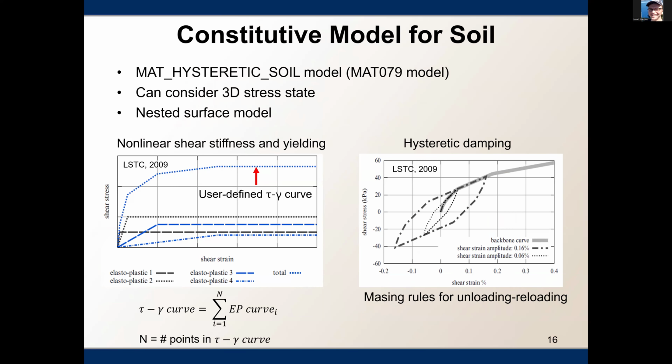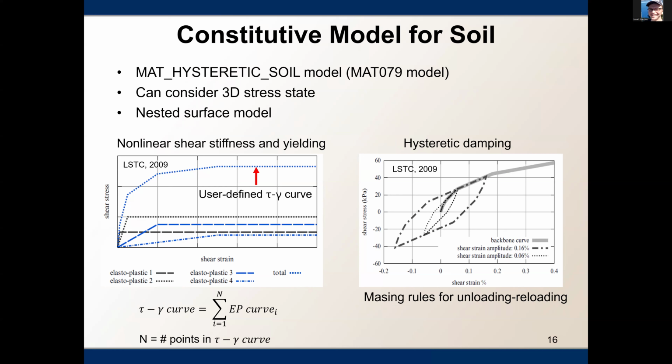Moving on to describe the constitutive model for the soil. I used the hysteretic soil model in LS-DYNA, which is also called MAT79. The reason I use this model is because it can consider the 3D stress state, which is what we require to understand the bidirectional shaking. And this model is described as a nested surface model.